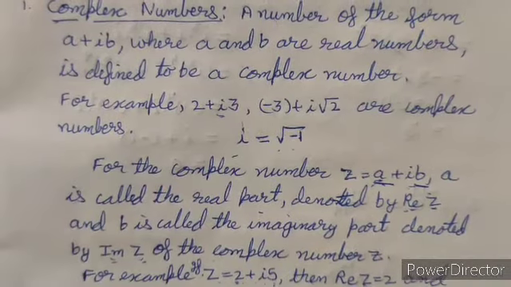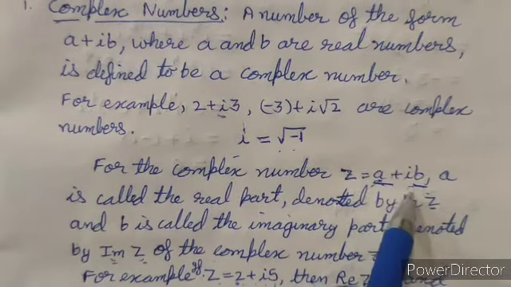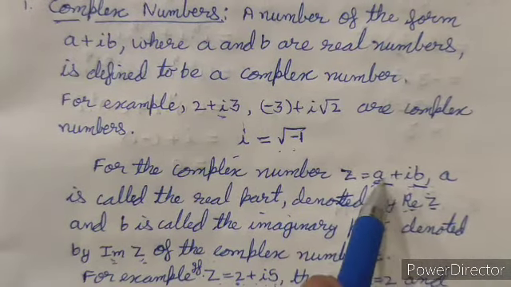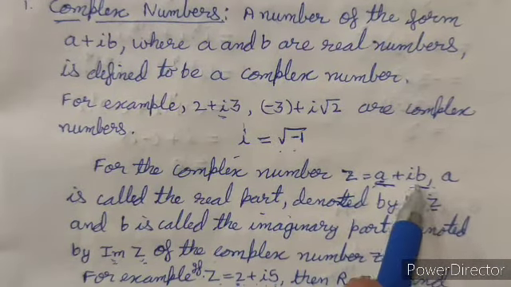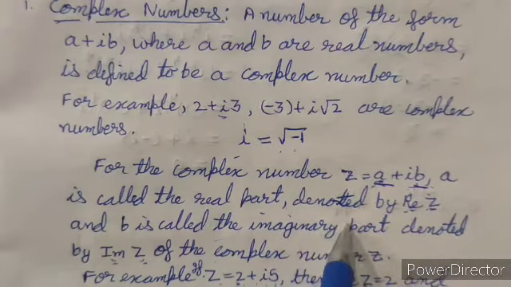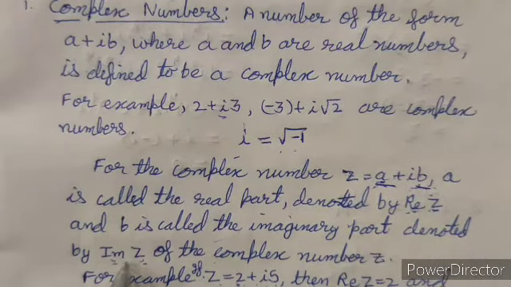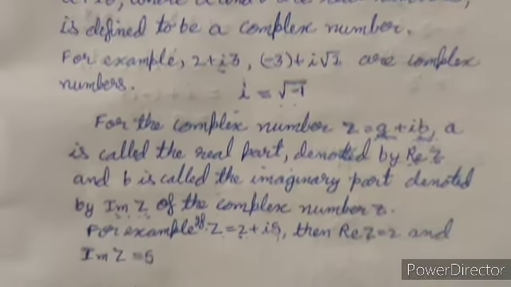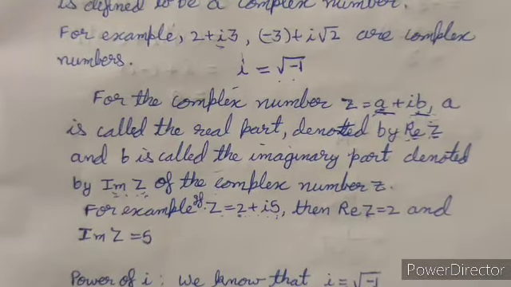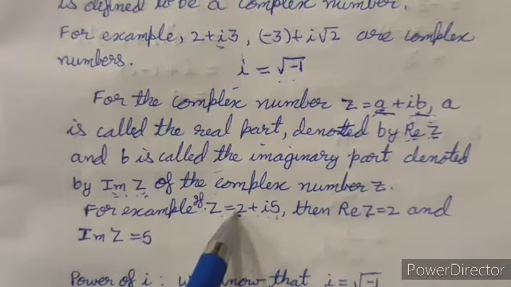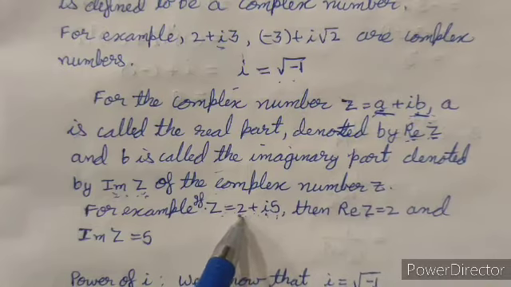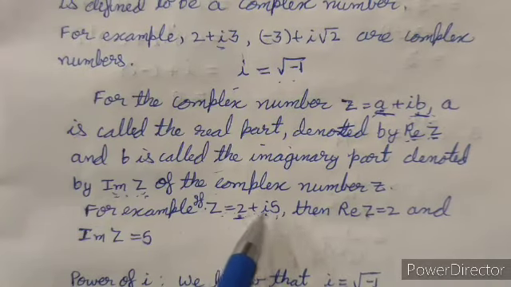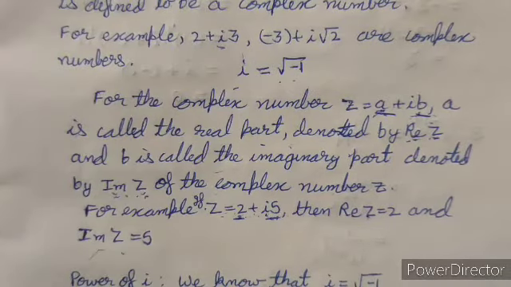For the complex number z equal to a plus ib, a is called the real part and it is denoted by Re z or real z, and b is the imaginary part and it is denoted by Im z of a complex number. Now, for example, if z equal to 2 plus i5 is a complex number, then Re z will be equal to 2 and the imaginary part of z, that is Im z, will be equal to 5.